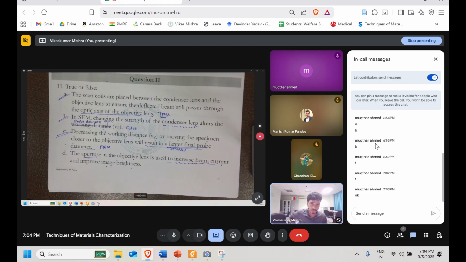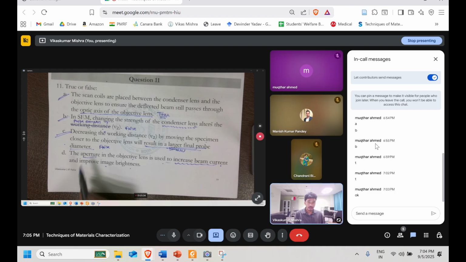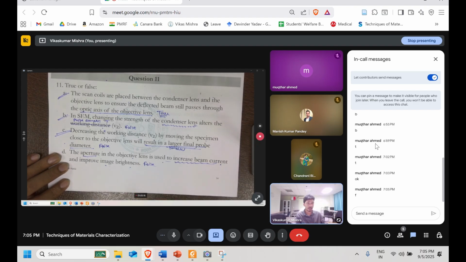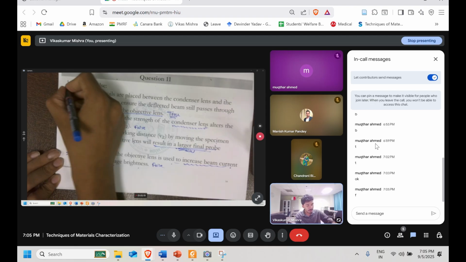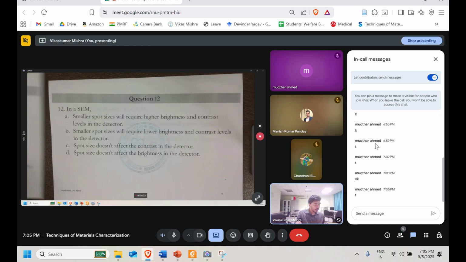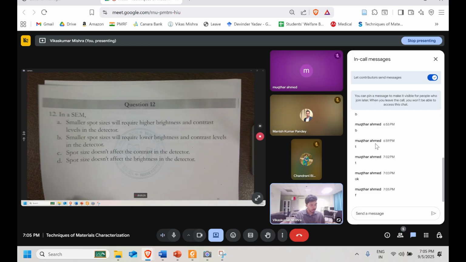True or false? We have discussed a similar question a few minutes back. If you are using the aperture, what are you doing? You are blocking the electrons, right? Very good, Ahmed. This is false. Okay, very good, guys. With that we have solved question number 11. Let's go to question number 12.